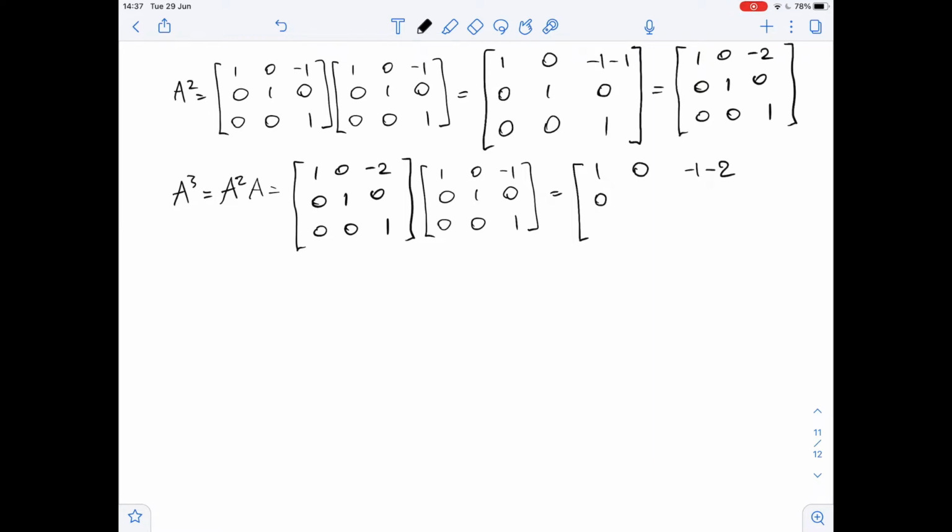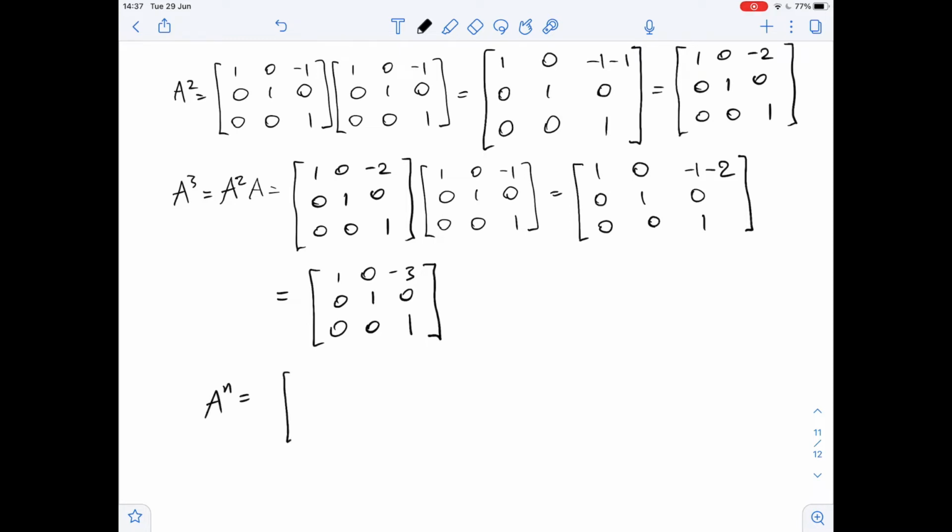Then here we have 0, 1, 0, 0, 0, 1. So A cubed equals 1, 0, negative 3, 0, 1, 0, 0, 0, 1. So similarly, in general, A to the power of n equals 1, 0, negative n, 0, 1, 0, 0, 0, 1 for n larger or equal 1.